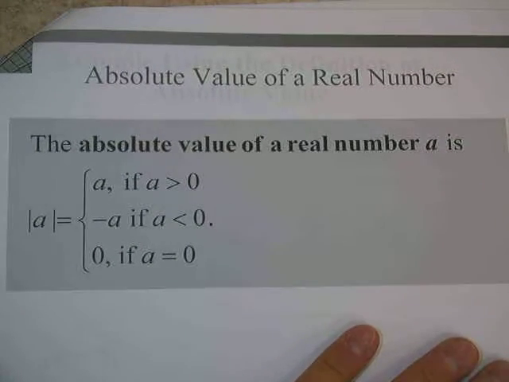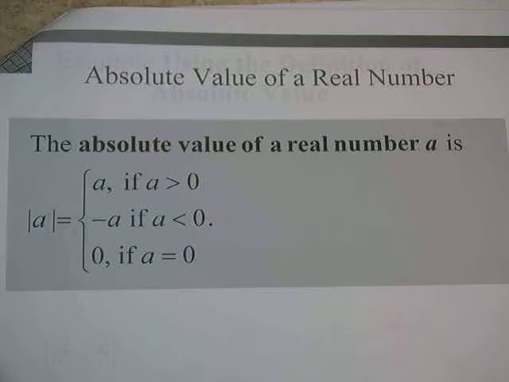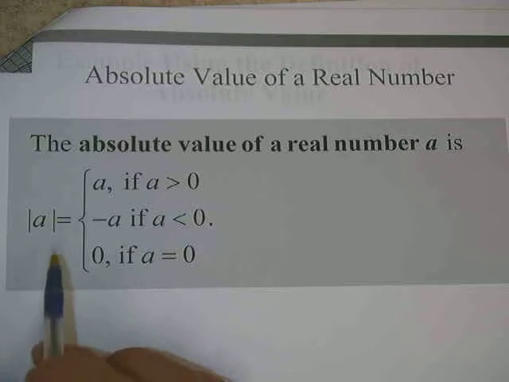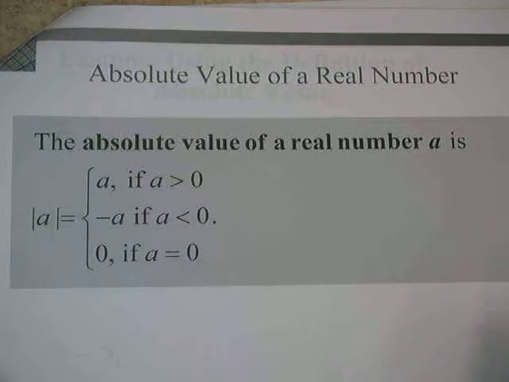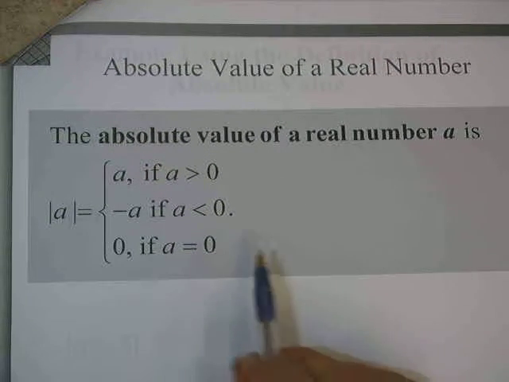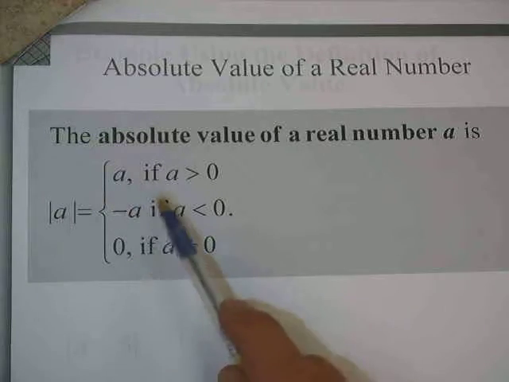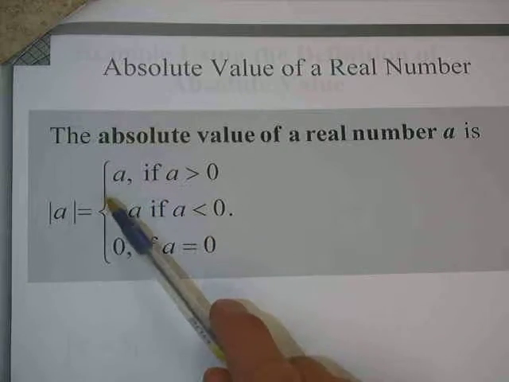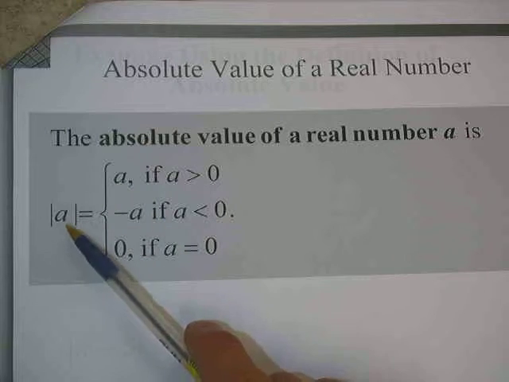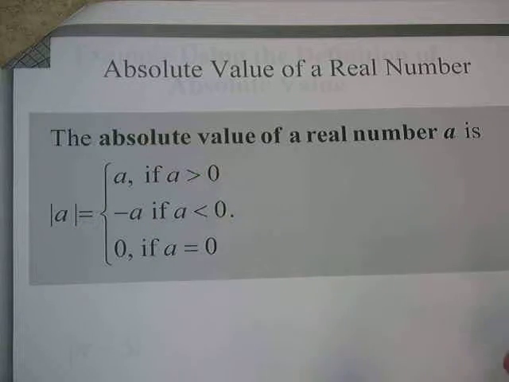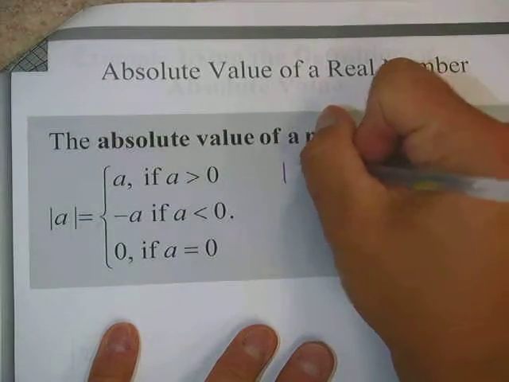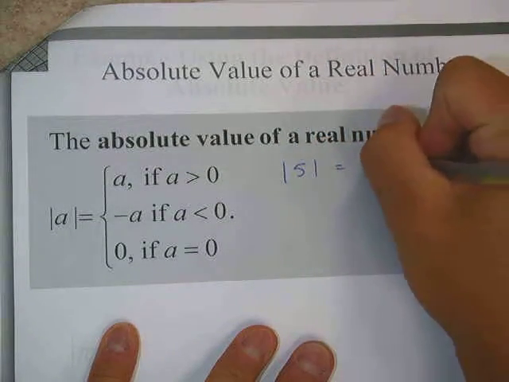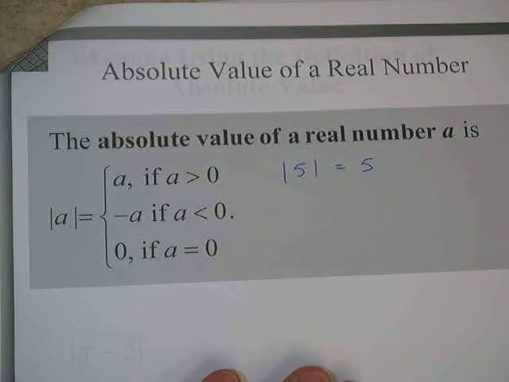Okay, we're going to start out by looking at the definition of an absolute value of a real number. The notation that we use, of course, is the vertical bars on either side of the number in question. The definition is stated as such that the absolute value of A is A if A is greater than 0. So an example of such would be something like the absolute value of 5 equals 5.